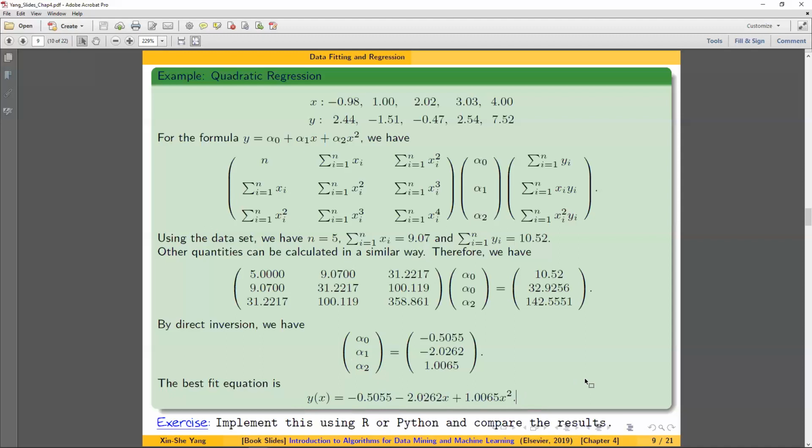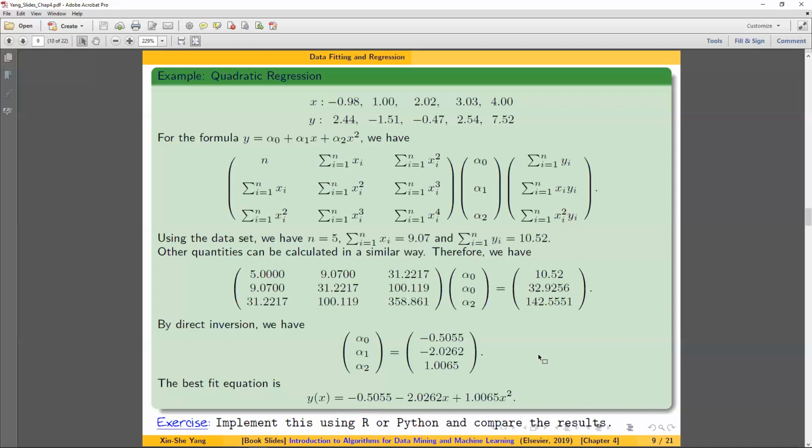Now you need to implement this using R or Python and compare the results. So in the homework, I will specifically specify what I mean by implement. You need to do two things. One is to do the calculation through this mathematical way in R. The second way is to use the lm model for linear regression to come back with the estimation of the regression model, and then compare those two.